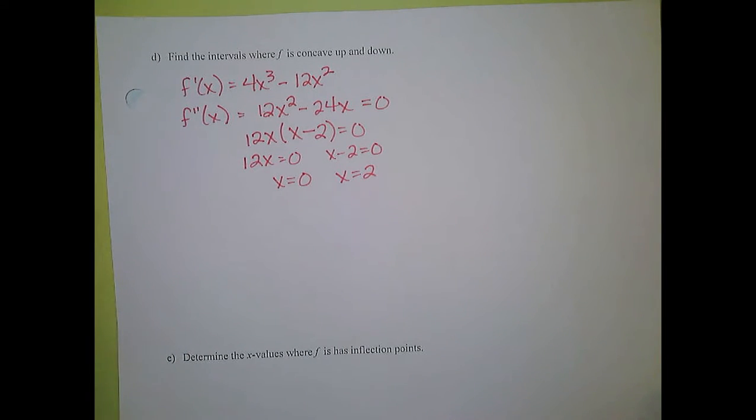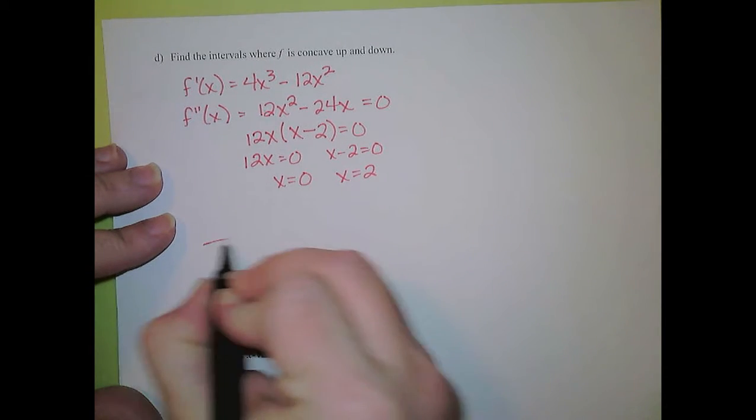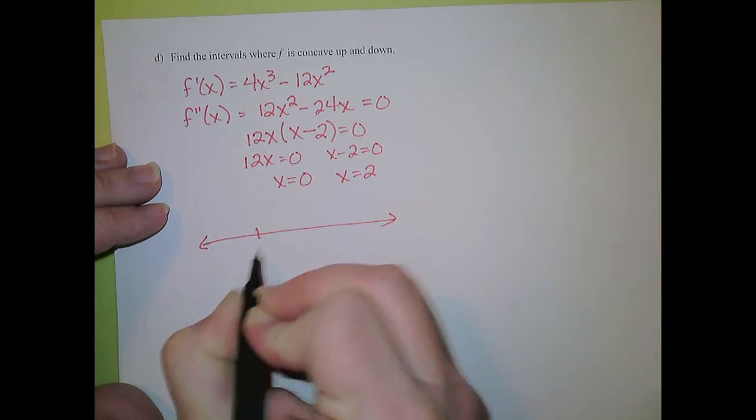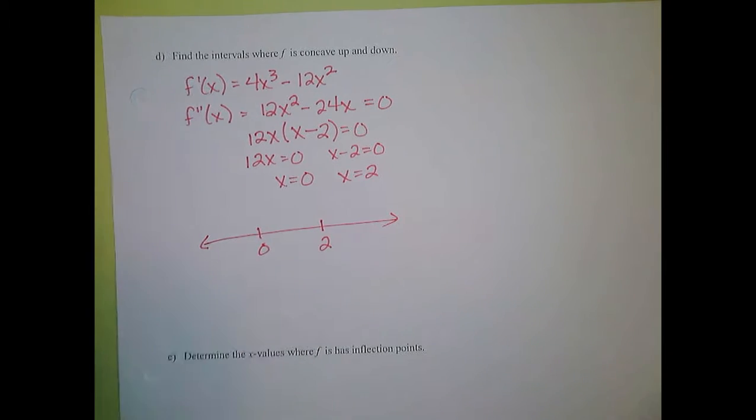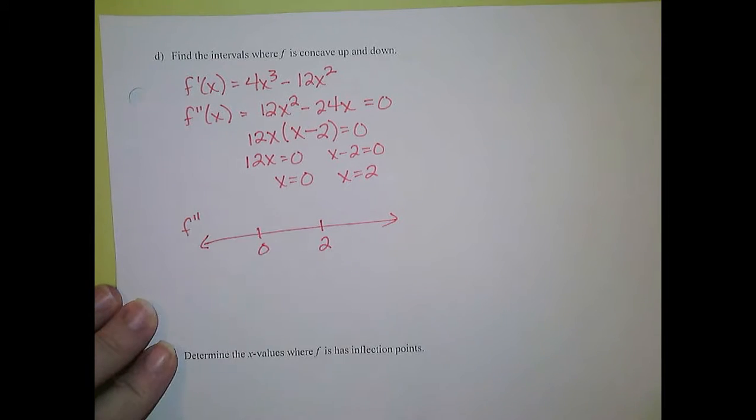And again, since our second derivative is a polynomial, a quadratic, we know it's defined for any value of x, so there aren't going to be any values of x that would cause the second derivative to not exist. So we've got two possible places where our second derivative could change sign, meaning that we could have a change in concavity. So again, I'm going to draw my number line. I'm going to put in where the second derivative is equal to 0 at 0 and 2. And I'm going to look at the sign of the second derivative to determine what's happening with my function.